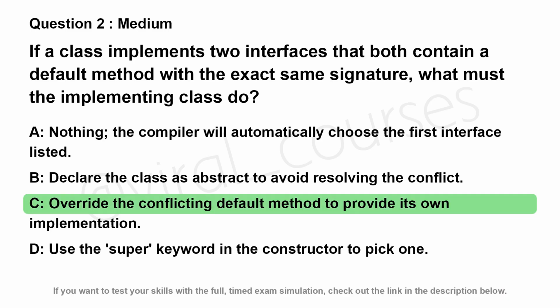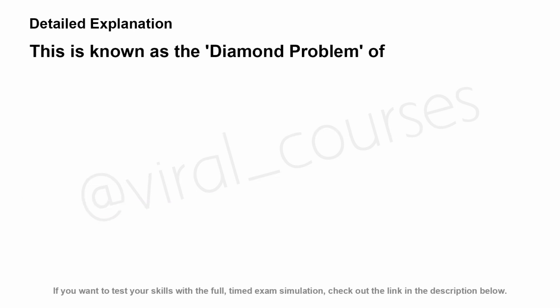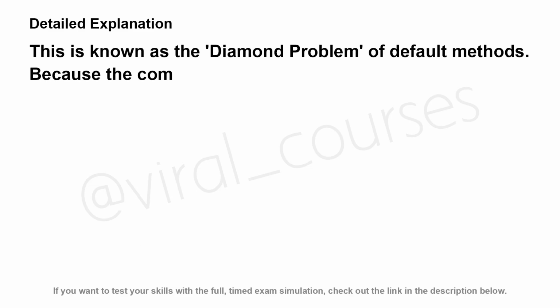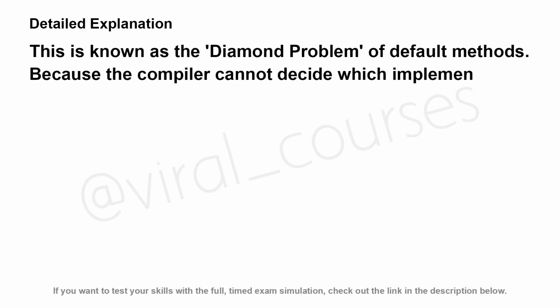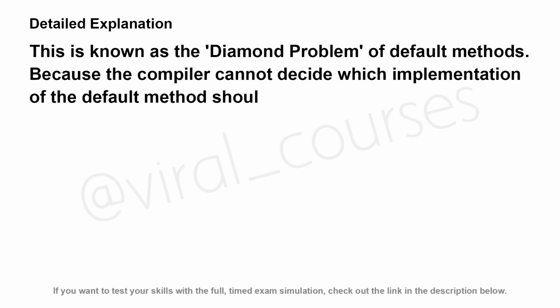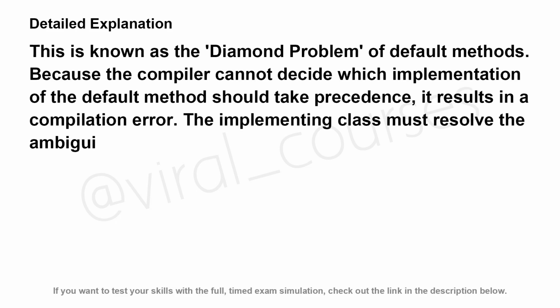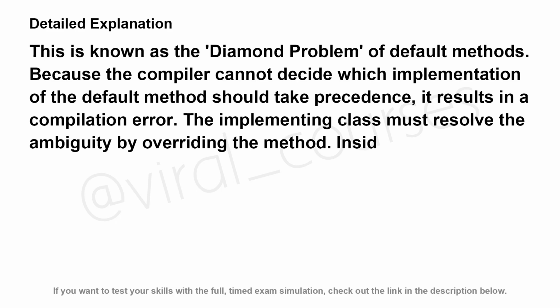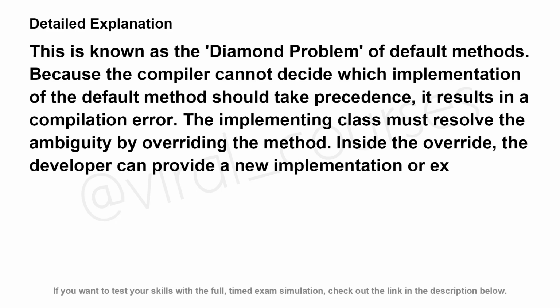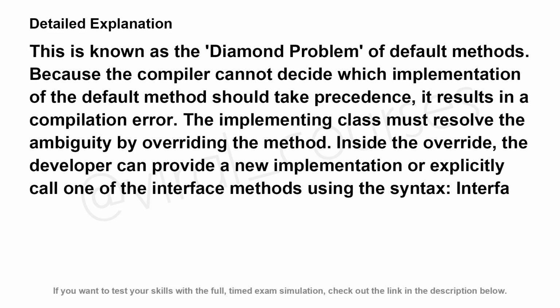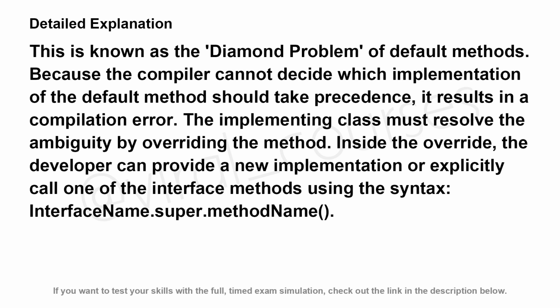The correct answer is C. This is known as the diamond problem of default methods. Because the compiler cannot decide which implementation of the default method should take precedence, it results in a compilation error. The implementing class must resolve the ambiguity by overriding the method. Inside the override, the developer can provide a new implementation or explicitly call one of the interface methods using the syntax: InterfaceName.super.methodName.